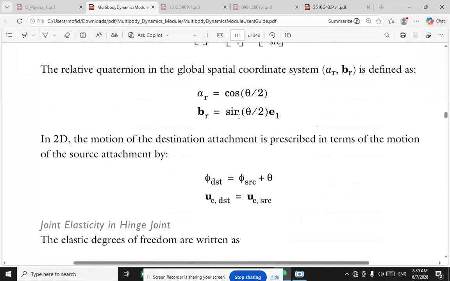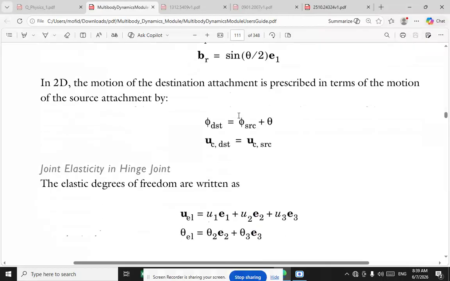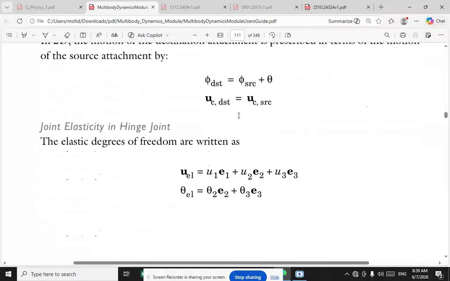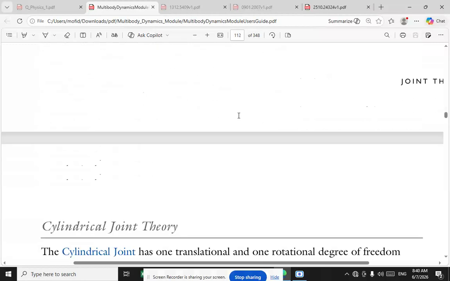The relative quaternion in the global spatial coordinate system is defined as r equals cosine theta divided by 2, br equals sine theta divided by 2 multiplied by e1 in two dimensions. The motion of the destination attachment is prescribed in terms of the motion of the source attachment by these formulations. Phi destination is equal to phi source plus theta. Also, uc destination is equal to uc source. Joint elasticity: in each joint, the elastic degrees of freedom are written as follows.